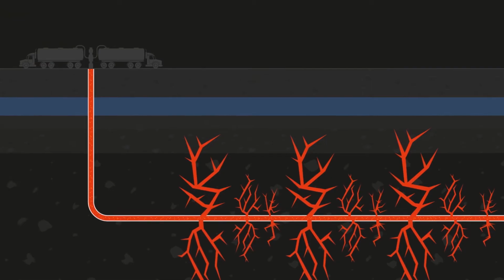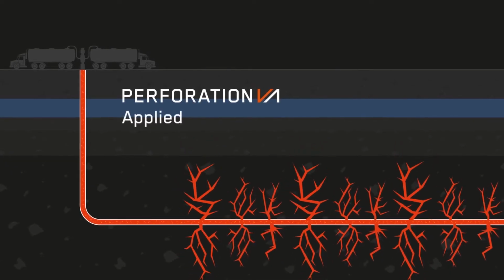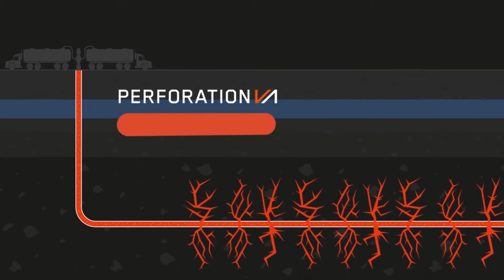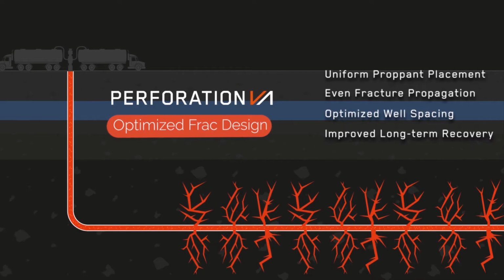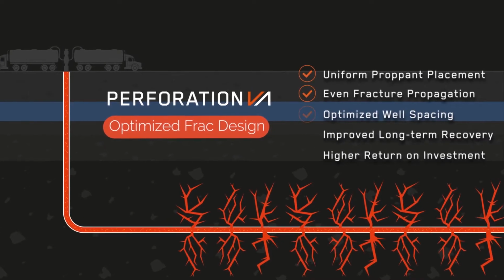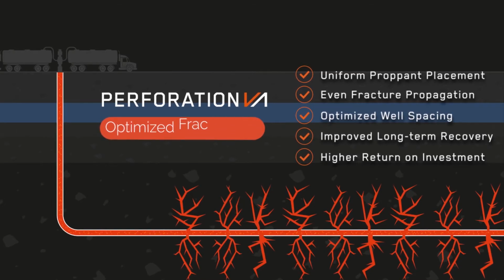By combining PerforationVA with an iterative design process, engineers can develop an optimized completion design tailored to any geological location or subsurface conditions. This design is then applied field-wide to increase production, reduce completion costs, and maximize return on investment.